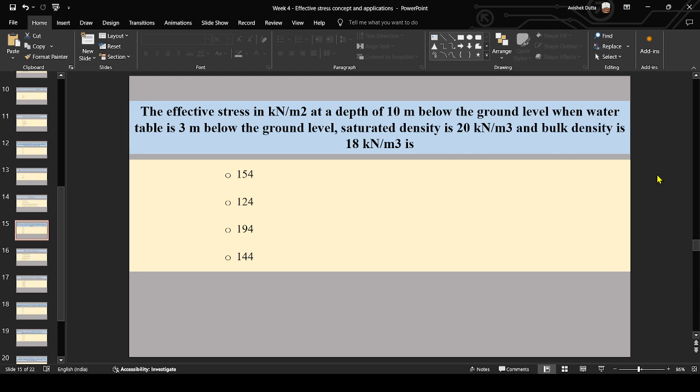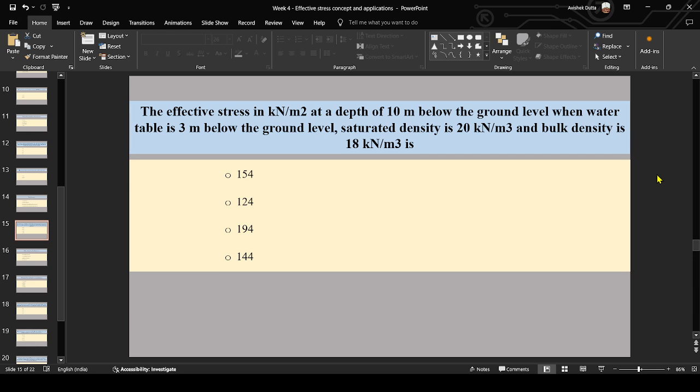The effective stress in kilonewton per meter square at a depth of 10 meter below the ground level when water table is 3 meter below the ground level, saturated density is 20 kilonewton per meter cube and bulk density is 18 kilonewton per meter cube. Okay, write down the data very carefully as a numerical.